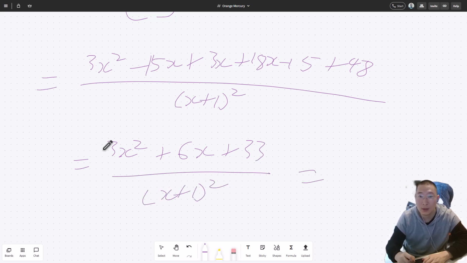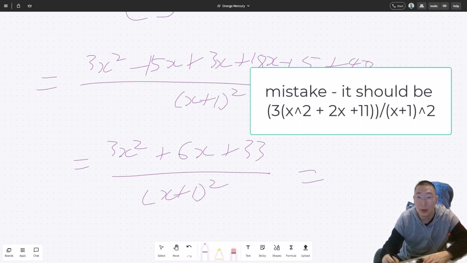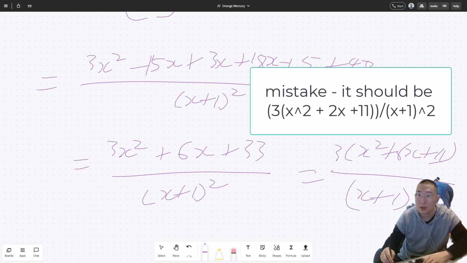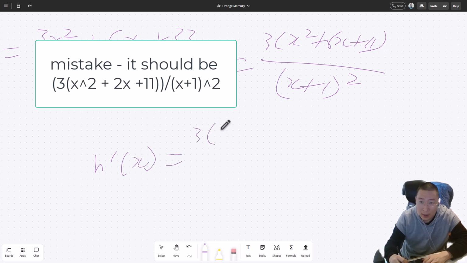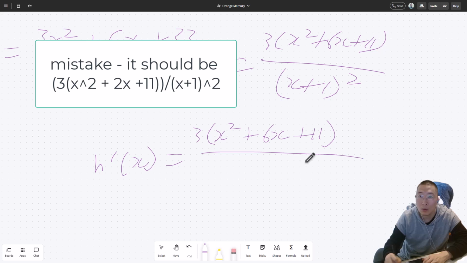And we can take out a common factor of 3 in the numerator. So we can do 3 times x squared plus 6x plus 11 all over x plus 1 squared. Okay, so the final answer, h prime x, just to write it down here, is 3 times x squared plus 6x plus 11 all over x plus 1 squared.